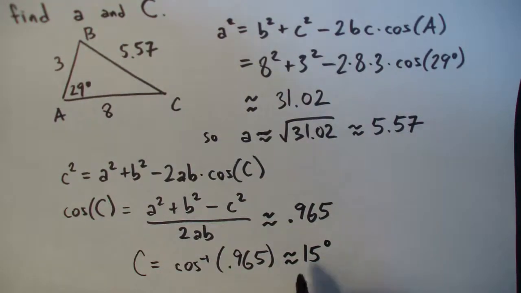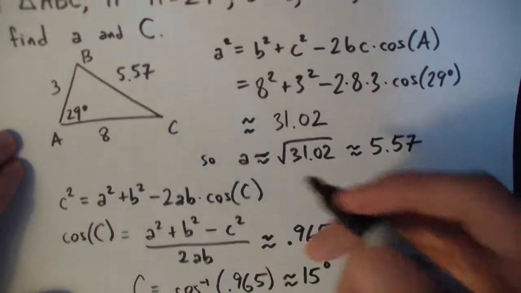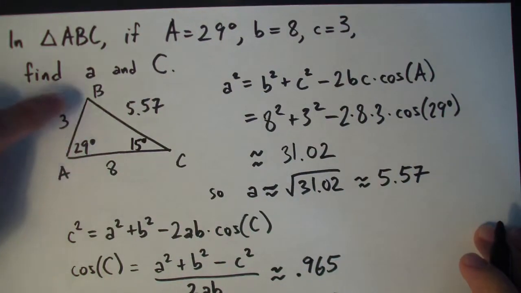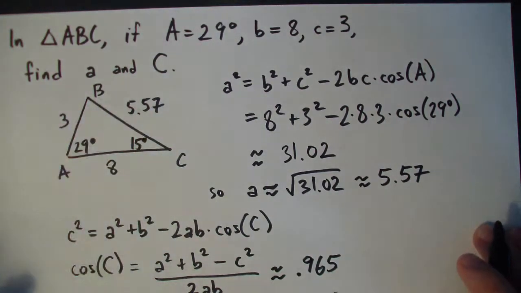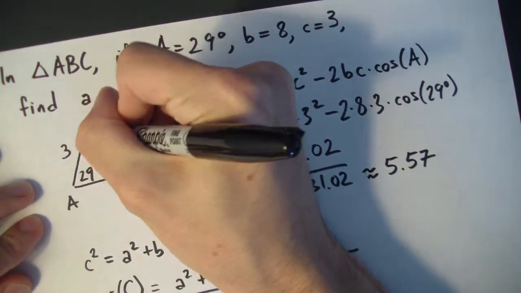So now we found C, and the question didn't ask for angle B, but of course, knowing that C is approximately 15 degrees, we can find B just by subtracting, taking 180 minus 29 minus 15 to find what angle B is, and that turns out to be 136.